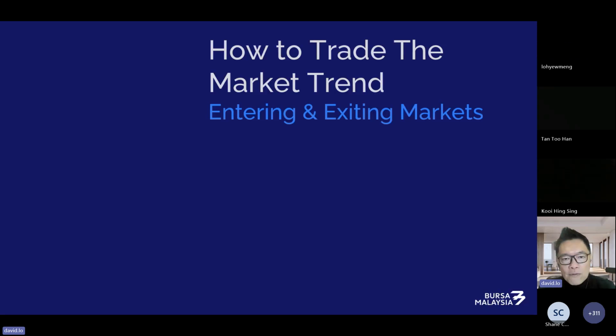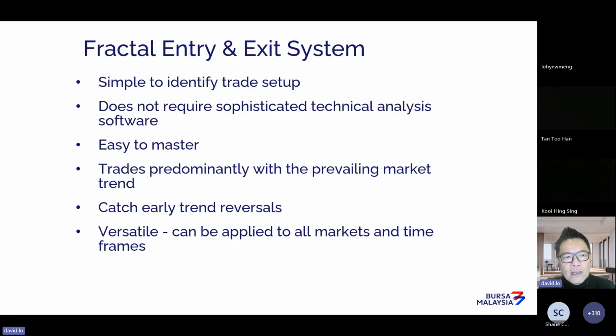Now let's dive into the very important thing, how to trade the market trend. You've all been waiting for this for the last 45 minutes. Let's go into it. Let me introduce you to this fractal entry and exit system. What are the features of this system? Simple to identify. You have to be able to look and identify the fractal, so it doesn't really require very sophisticated technical analysis software. A basic TA software can show the fractal, and you can recognize it by eye. Easy to master if you spend 2 weeks. Once after 2 weeks you look at it, it's so easy already.